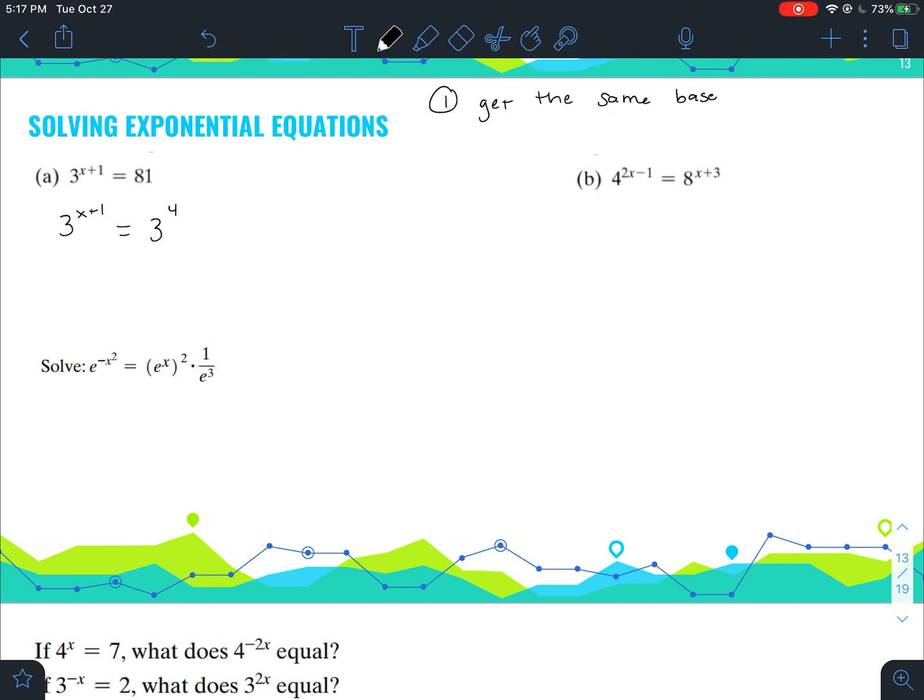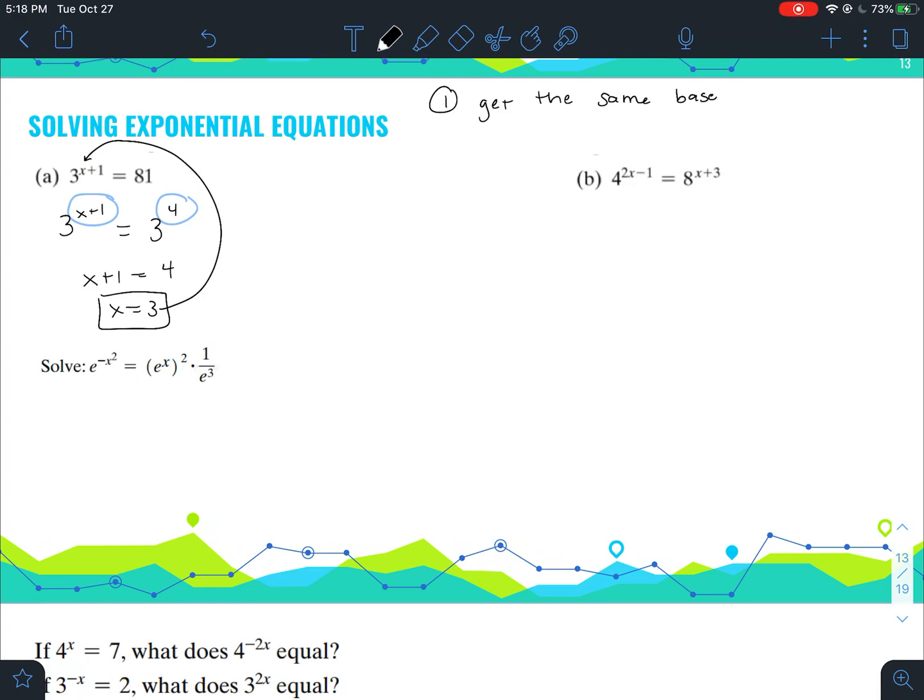Well, now that I have 3 to a power is equal to 3 to a power, the only way for this to be true is if the two exponents are equal. So x plus 1 has to be equal to 4 for this to be true. And so x would have to be equal to 3. And if we plugged it back in, 3 to the 3 plus 1 power would be 3 to the 4th, and that is 81. So that works.